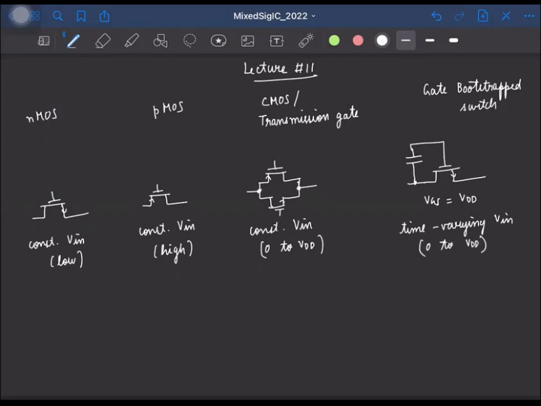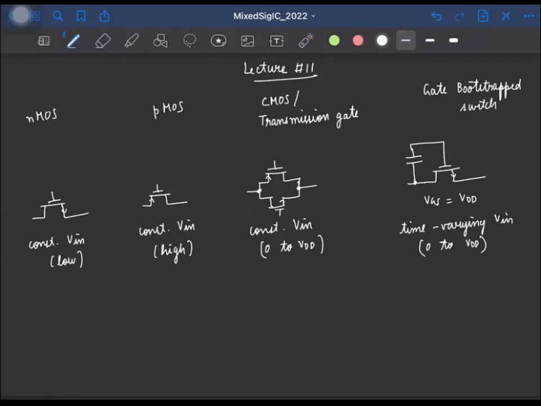Please note that this gate bootstrap switch can be used in any of these cases as well, but it will simply be an overkill. Because if we are trying to sample voltages that are constant or some held input voltage, either of these 3 will suffice. And a transmission gate can also be used in place of an NMOS or a PMOS. But the point is that if the input voltage is close to 0, even if you use a transmission gate, the PMOS switch will offer a high resistance and it will finally be dominated only by the NMOS switch.